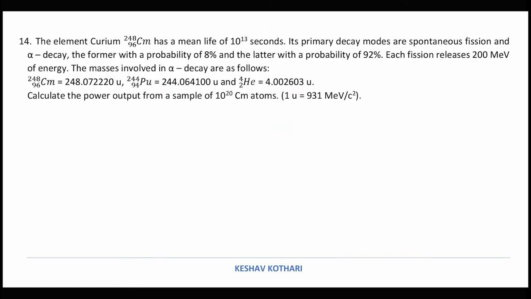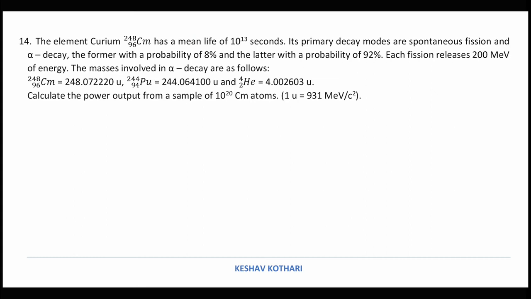The element curium Cm 96-248 has a mean life of 10 to the power 13 seconds. Its primary decay modes are spontaneous fission and alpha decay, the former with a probability of 8% and the latter with a probability of 92%. Each fission releases 200 mega electron volt of energy. The masses involved in the alpha decay are given as follows. We have to calculate the power output from a sample of 10 to the power 20 curium atoms.